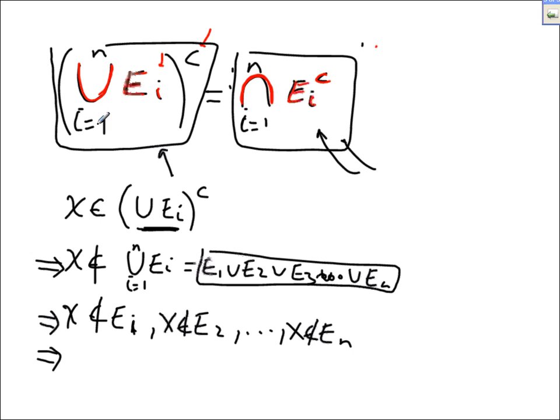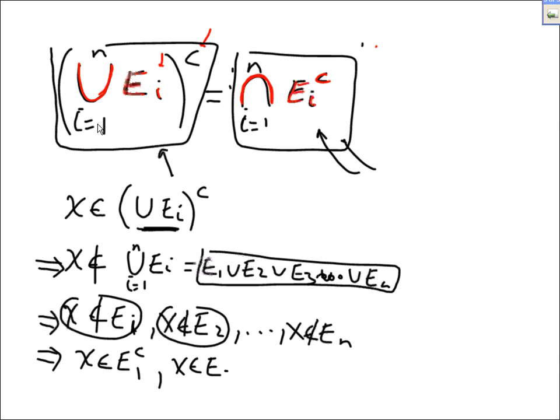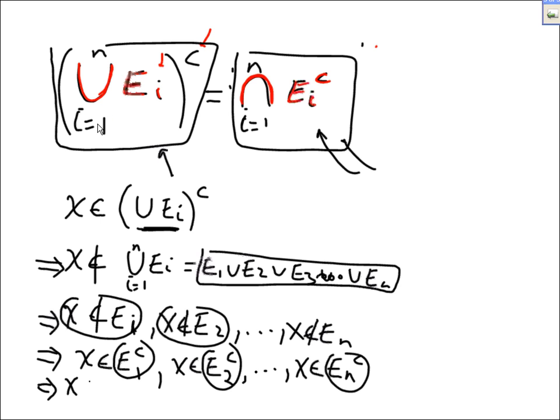Well, if x is not in E_i, then it must be in E_i complement, I meant to say. It must be in E1 complement. If x is not in E sub 2, then x must be in E sub 2 complement, all the way down to x must be in En complement. Well, if x is in here, and x is in here, etc., and x is in there, that must imply that x is in the intersection of the E_i complements.